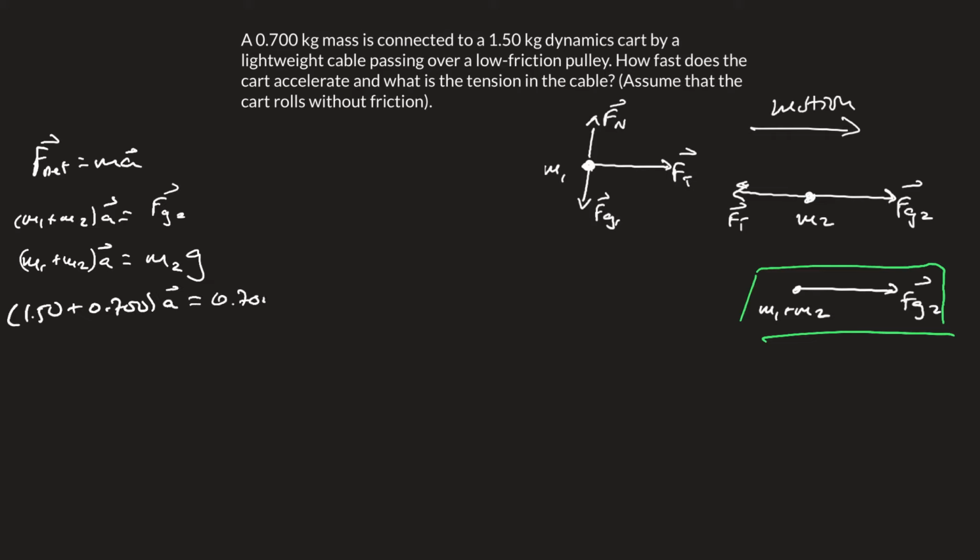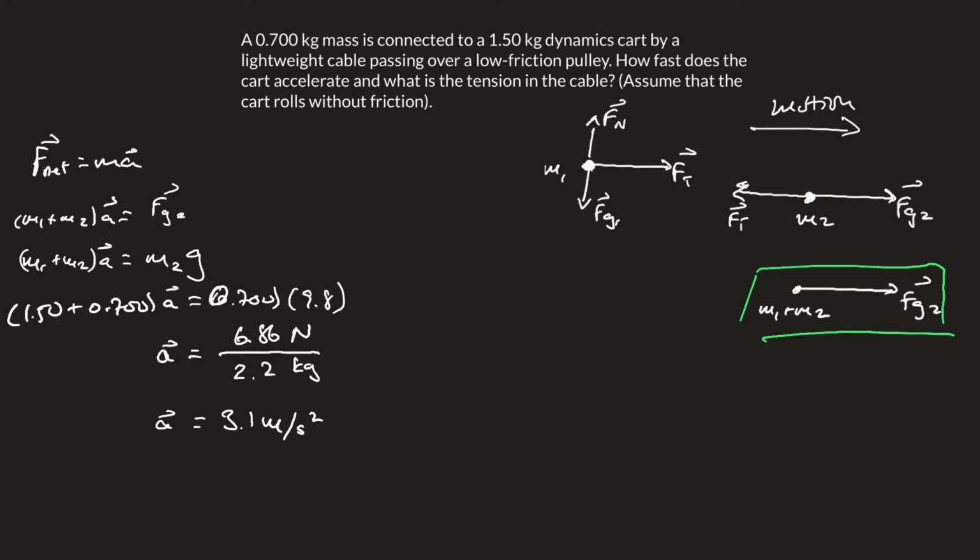M2 is 0.700 times your force of gravity. Given the way we've drawn our diagram, I've taken care of any negative signs that have to relate to directionality here. So I can simplify and rearrange. That's going to give me 6.86 newtons over 2.2 kilograms, which are the correct units for acceleration. And that leaves us with 3.1 meters per second squared.